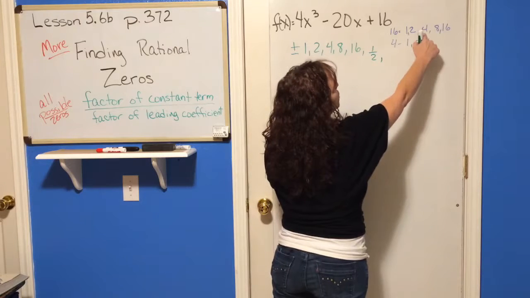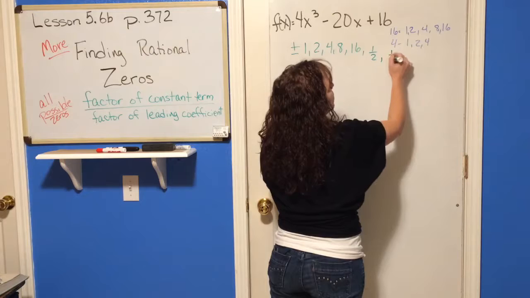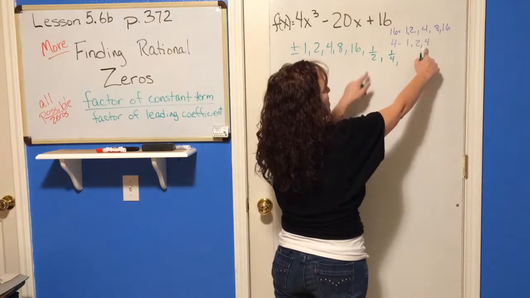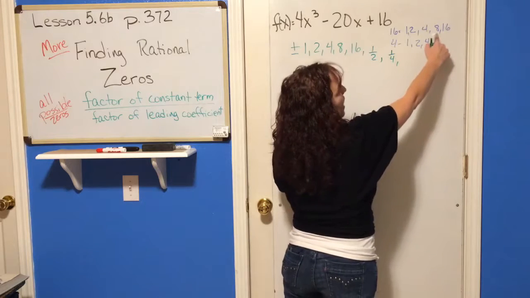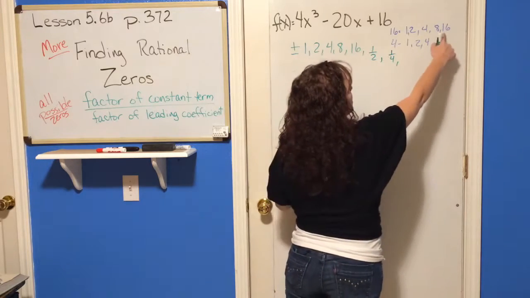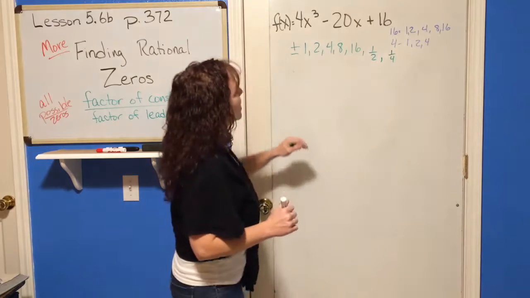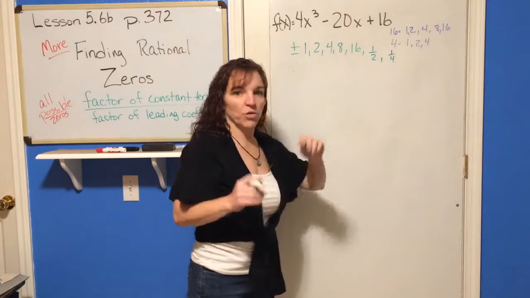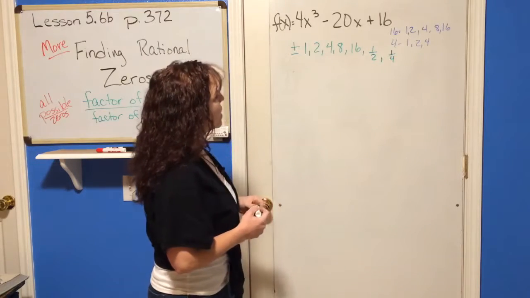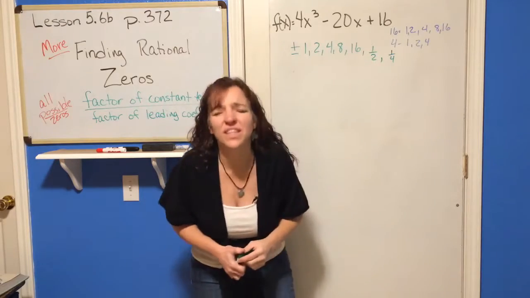Then we've got to do the over 4's. So 1 over 4, 2 over 4 is the same as a half. 4 over 4 is the same as 1. 8 over 4 is the same as 2. 16 over 4 is the same as 4. So it's not as bad as we thought. Here we go. So plus or minus 1, 2, 4, 8, 16, 1/2, and 1/4. So those are all our possibilities. But that's 2, 4, 6, 8, 10, 12, 14 possibilities.